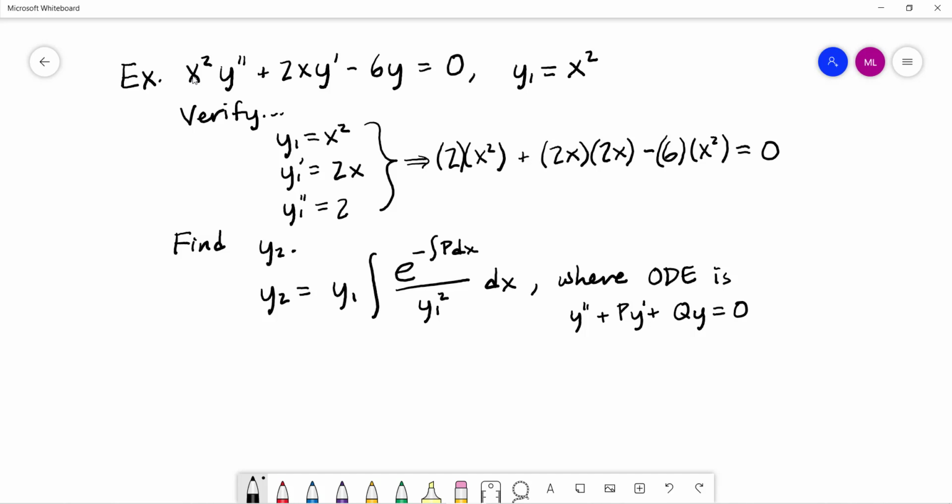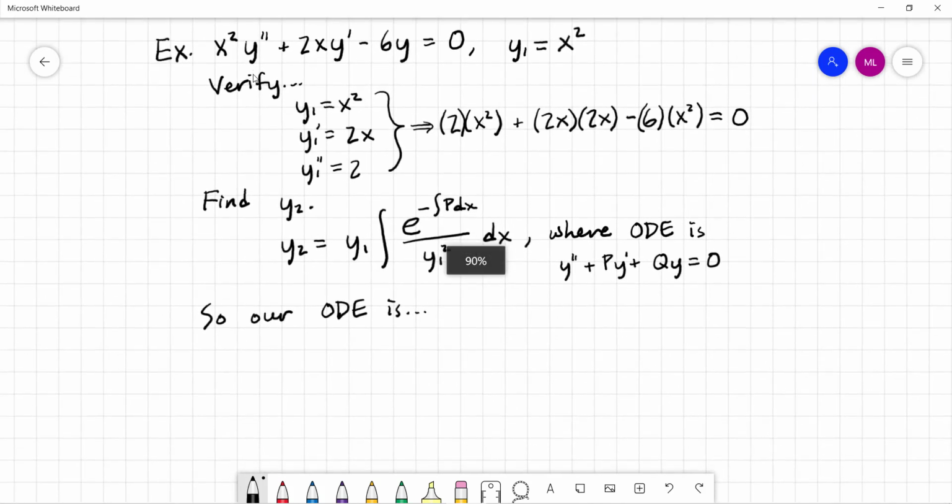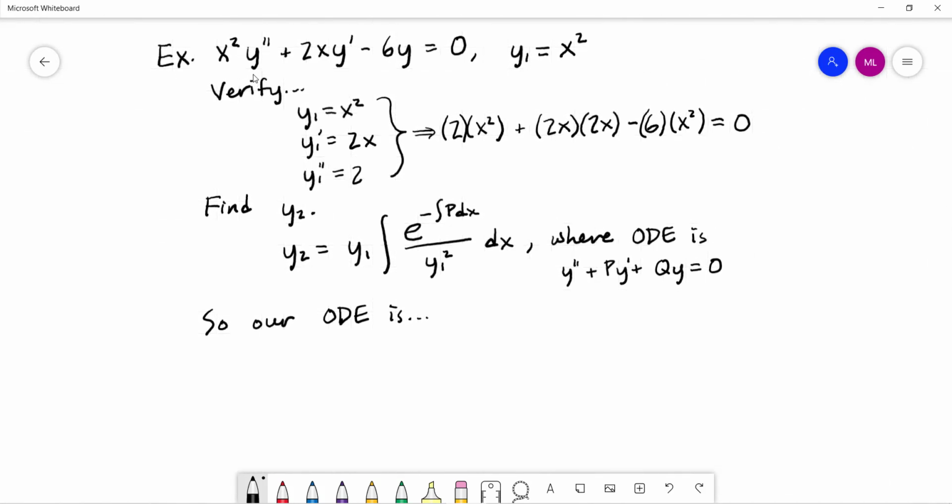So how do I get the leading coefficient to be 1? I need to divide the whole equation by x squared. Our ODE is going to be, dividing by x squared, y double prime plus 2x over x squared times y prime minus 6 over x squared times y equals 0. Right? All we had to do was divide by x squared to get this.